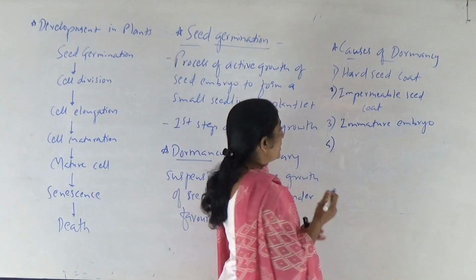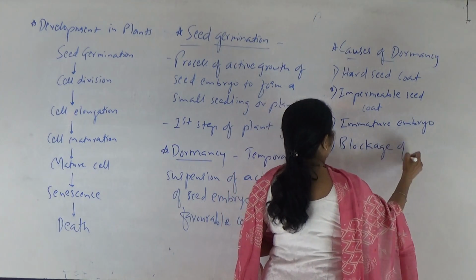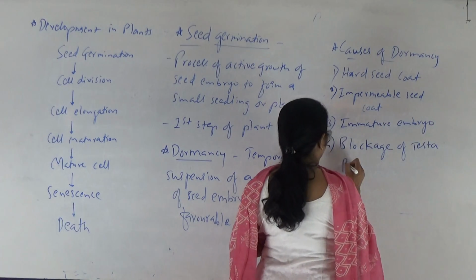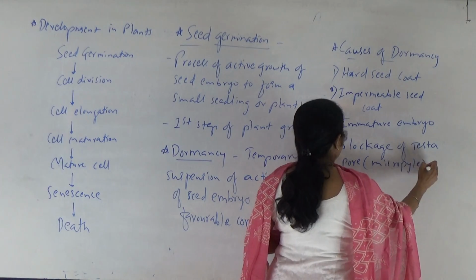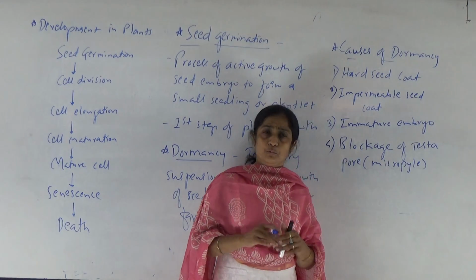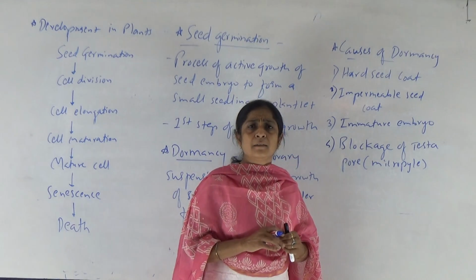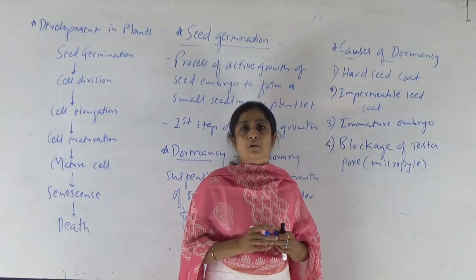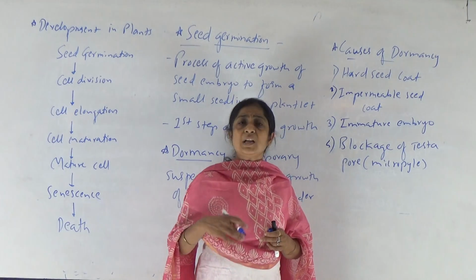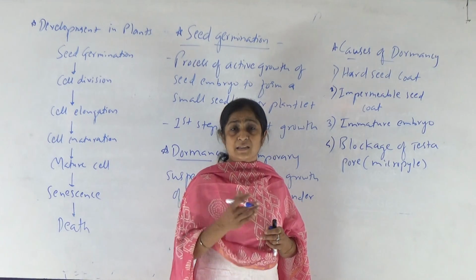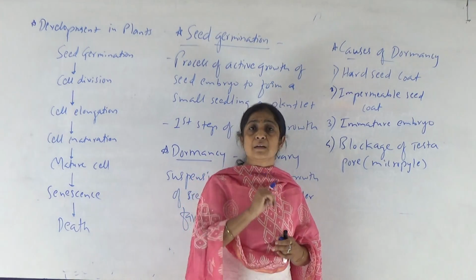Then the next reason, that is blockage of testapore. Testapore means micropyle. Suppose due to sand particles, soil particles, or very small stone particles, the micropyle gets blocked. Then what happens when we germinate such a seed? Water is not able to enter into the seed as the micropyle is blocked. So that is also one of the causes of dormancy in the seed, right?